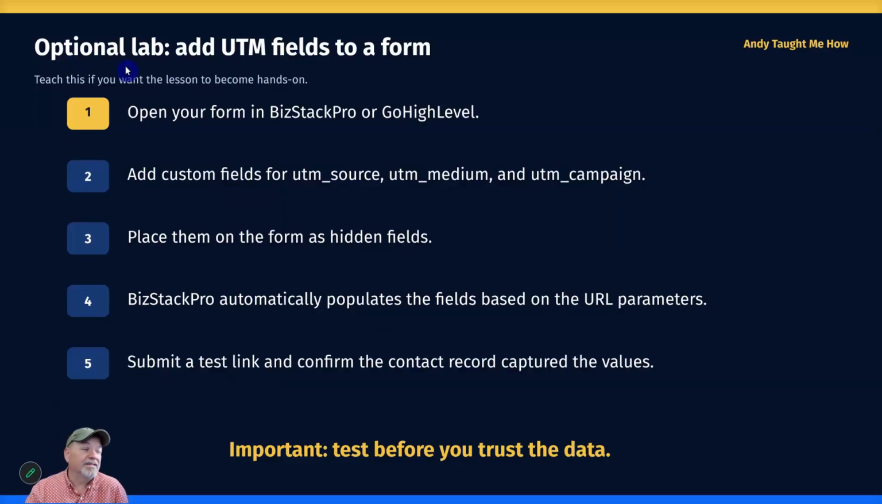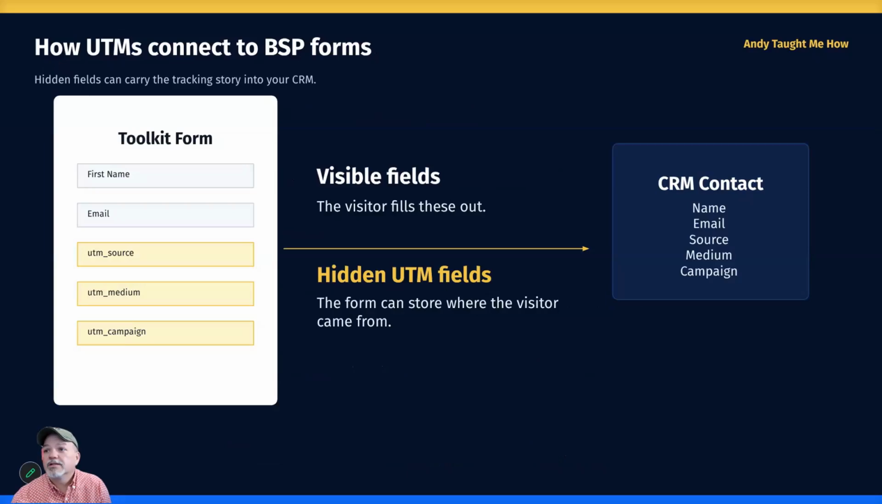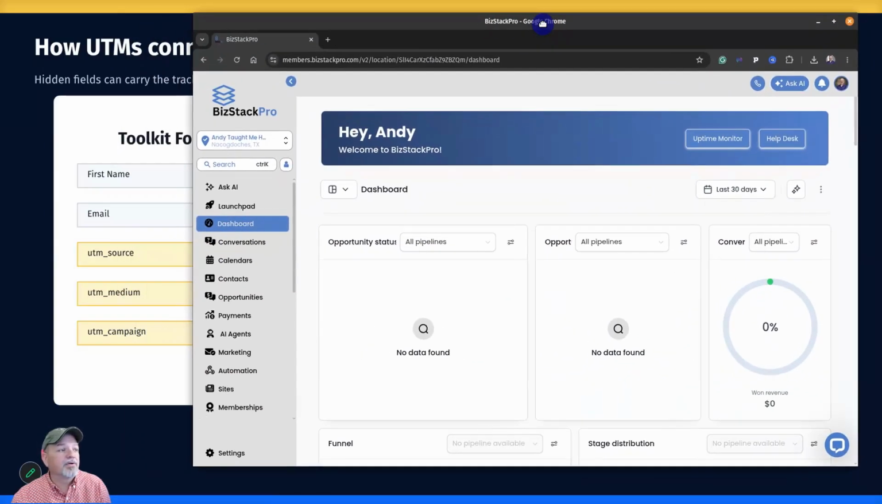This is our lab. It's not optional. We're about to do it. We're going to add UTM fields to a form. Open your form in BizStackPro or GoHighLevel, add the custom fields, place them on the form as hidden fields, and then BizStackPro will automatically populate the fields based on the URL parameters, and then we're going to test it. So hold on just a second. Let me switch to this one. Back up a slide. We're going to switch to bring in BizStackPro right here.